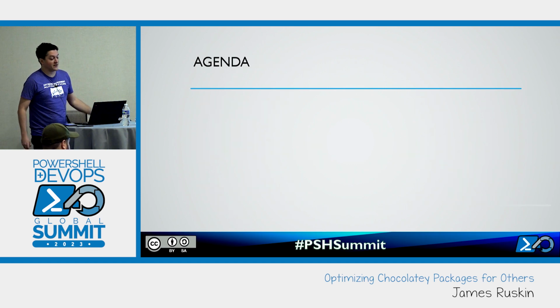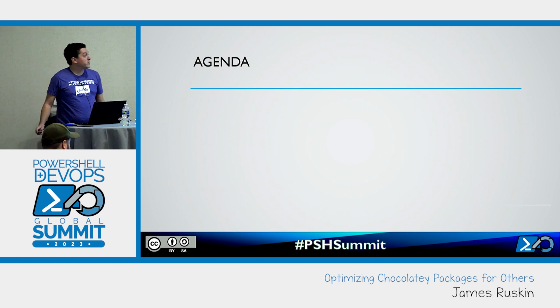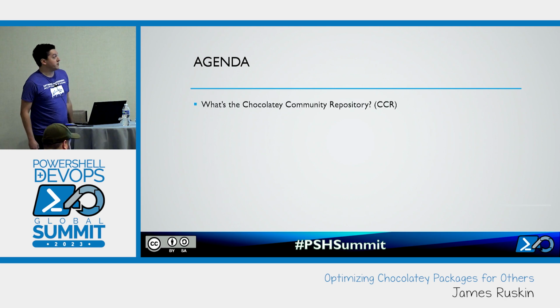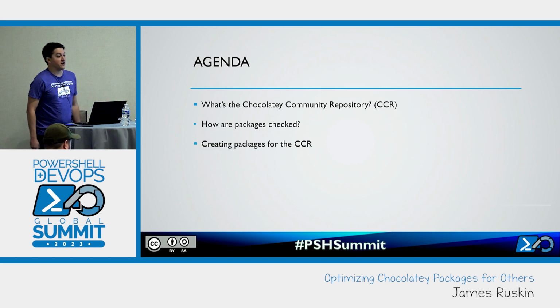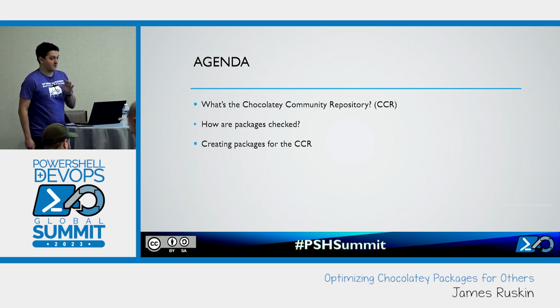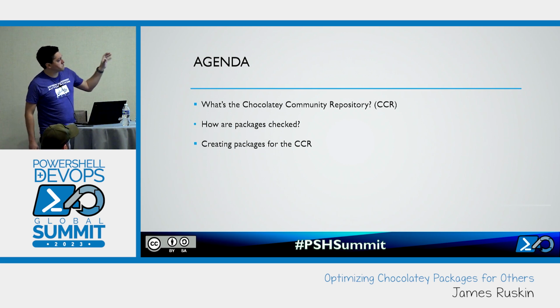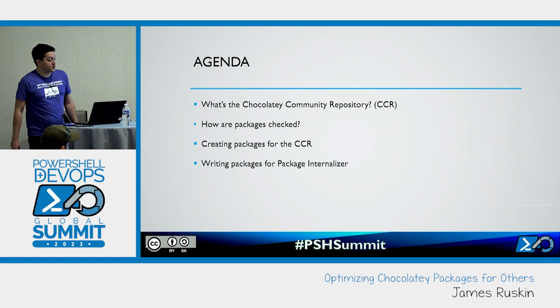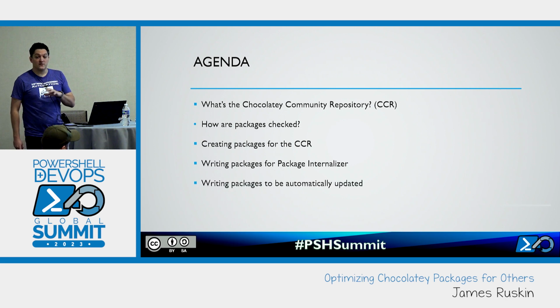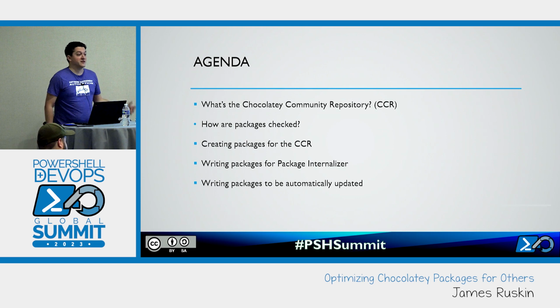So what is this optimistically titled talk actually going to cover? First off, we're going to run through what the Chocolatey Community Repository is. We're going to cover what actually happens when a package is pushed to the Chocolatey Community Repository. We're going to demonstrate how to create a package that you might want to push to the CCR or any other repository that you control. And for what it's worth, I'm going to be writing Chocolatey Community Repository as CCR because it's really lengthy and doesn't fit on a small resolution often. We're going to cover how you might want to modify those packages for best interacting with Package Internalizer, and how you actually might want to modify things for easy updates of packages when you're automating them.